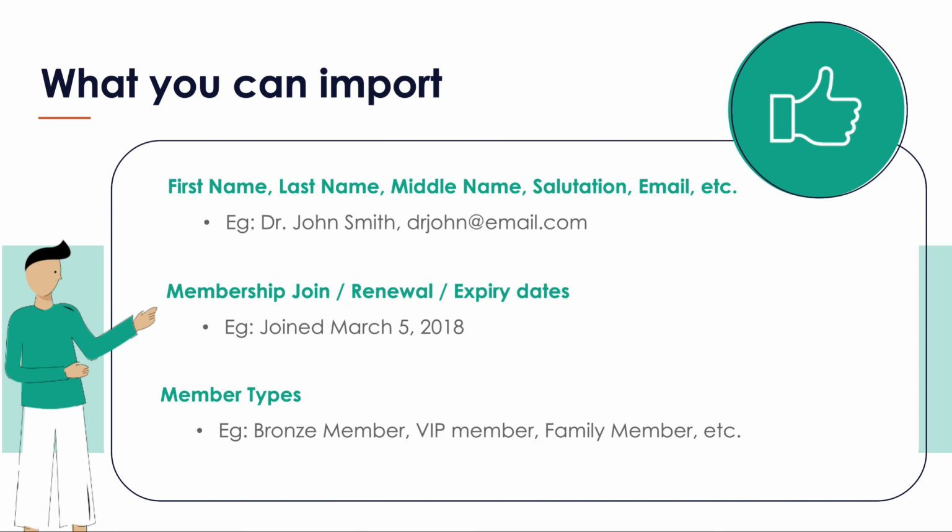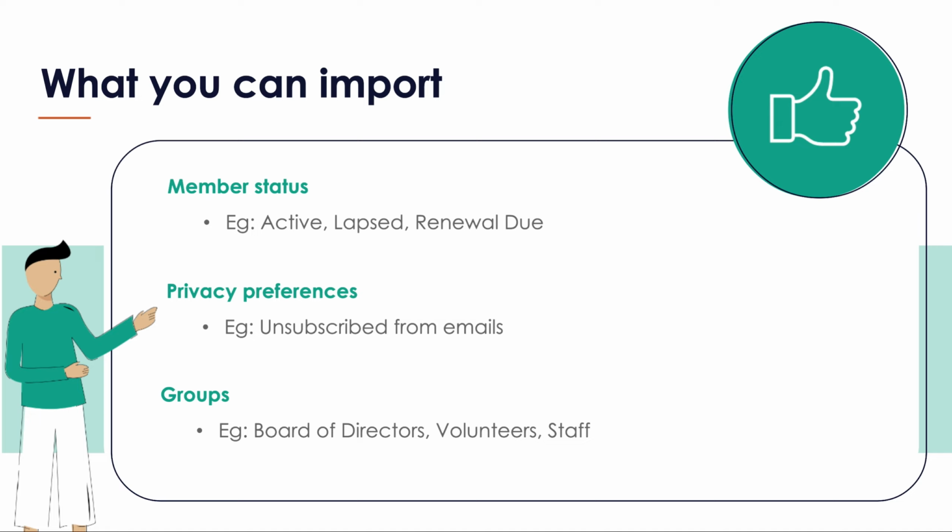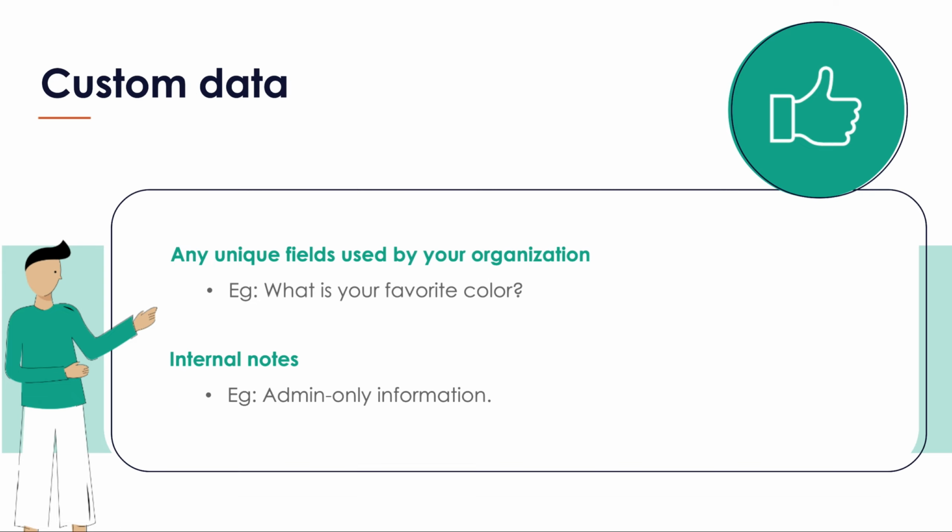Custom data like first name, last name, email, or any address information can come into the system with no issue, as well as things like membership join, renewal, and expiry dates. You'll also be able to create custom membership levels and import people into those levels. Likewise, you can import people into an existing membership status. You'll also be able to import privacy preferences and import people directly into member groups if you have them.